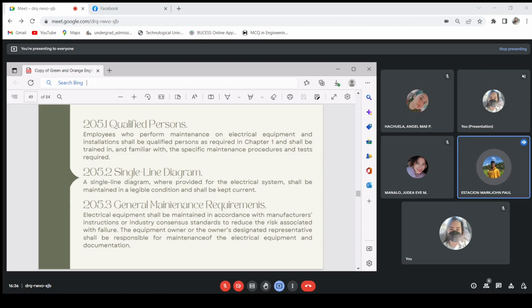2.5.2 Integral electrical system shall be maintained in legible condition. Shall diagram kung saan bahagi siya ng electrical system na dapat yung mapanatiling kondisyon at para sa mga kuryente na hindi magkakaroon ng defect.